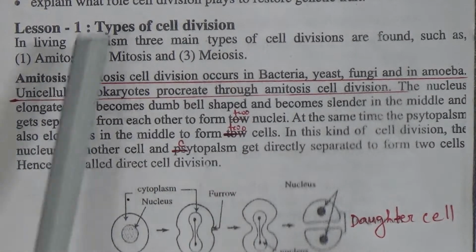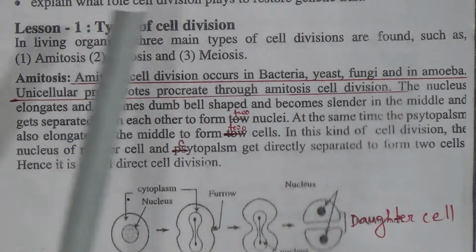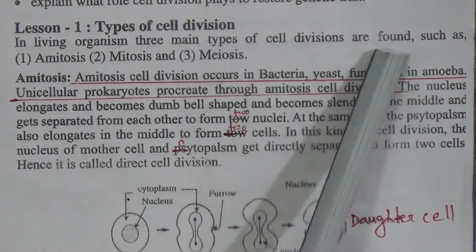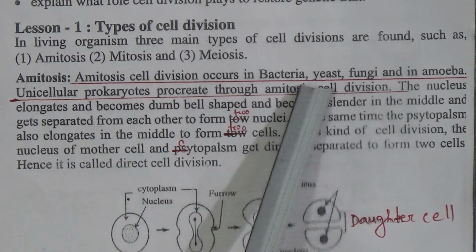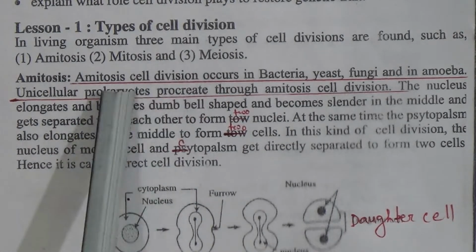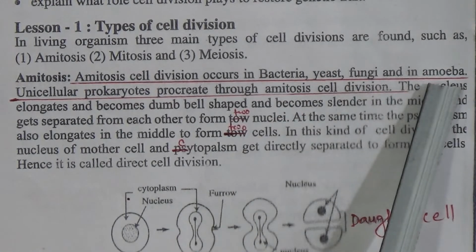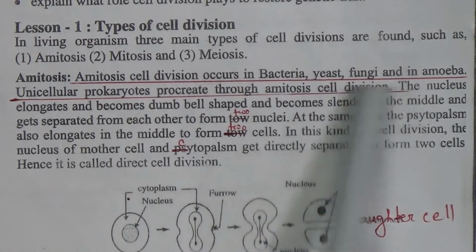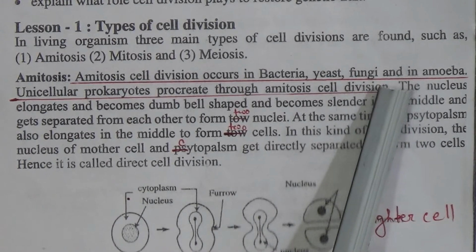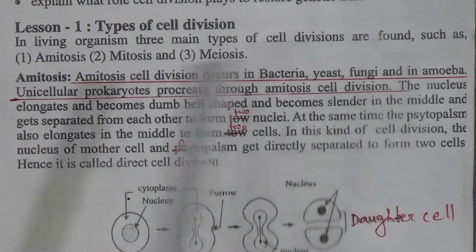My dear students, underline this one. This is an important MCQ and knowledge based question also. We know there are 3 main types of cell division: amitosis, mitosis and meiosis. Now we will discuss amitosis cell division. Amitosis cell division occurs in bacteria, yeast, fungi and in amoeba. My dear students, underline this one. This is an important MCQ. Amitosis cell division occurs in bacteria, yeast, fungi and amoeba.